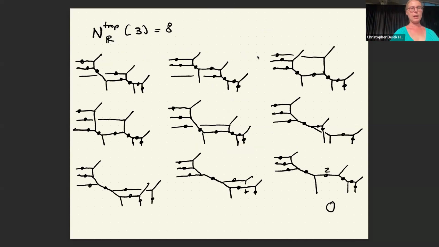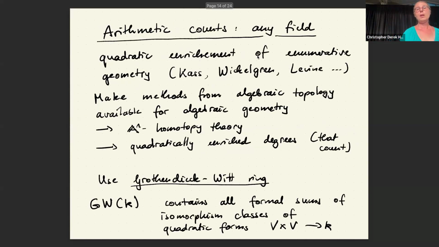Okay, this example we already looked at. So now we're going to be quite a bit more ambitious. Why do we stop at complex numbers, real numbers? Let's take any field, and let's ask similar counting problems over arbitrary fields. And this is a research direction which has been developing recently, in the last 10, 15 years maybe. People call it the quadratic enrichment of enumerative geometry. And it has been started by people like Jesse Kass, Kirsten Wickelgren, Marc Levine, and many others.